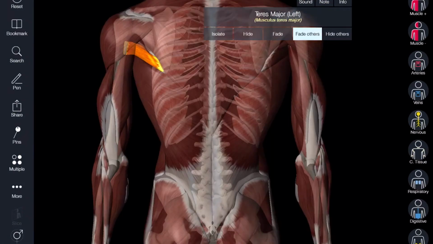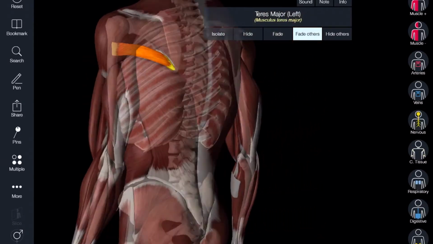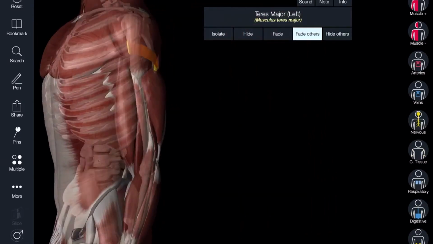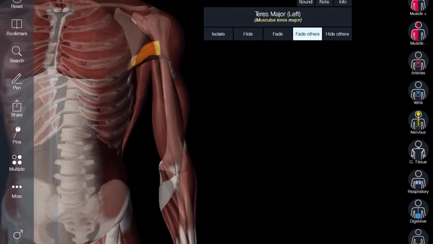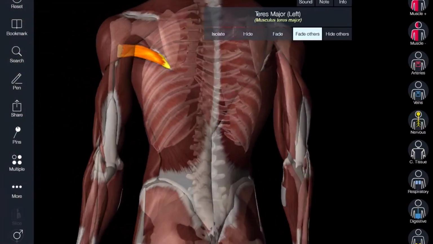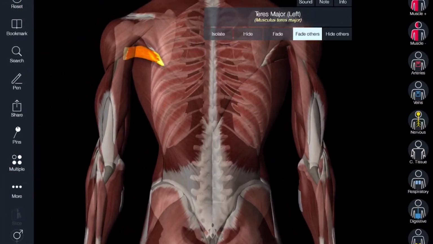And let's fade some of these. So it's teeny tiny, right? In comparison to latissimus dorsi, teres major is a fairly small muscle, but it is a helper of latissimus dorsi. And so it doesn't anchor down in the low back the way latissimus dorsi does, but it does attach very similarly. So let's look at, first of all, what does teres major mean?